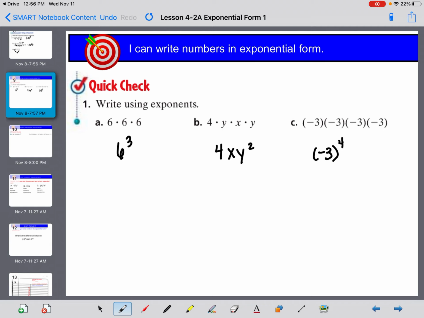Letter C, make sure that you kept the parentheses around the negative 3, so that you are showing or telling the next person that it was negative 3 that was multiplied by itself 4 times, not just the 3 without the negative.